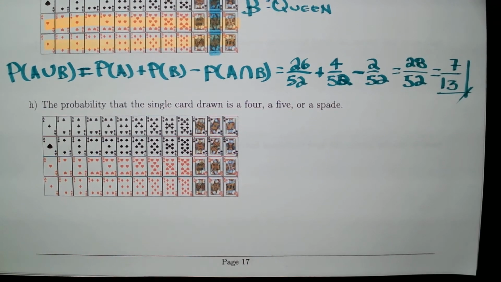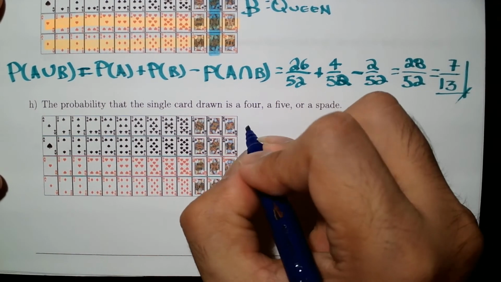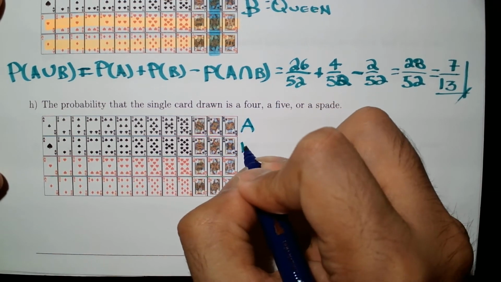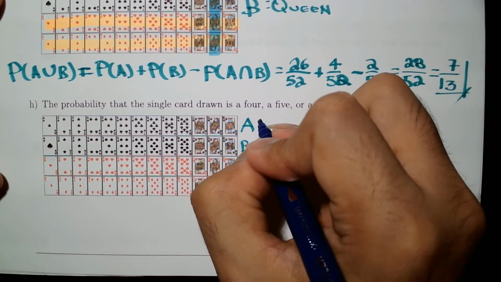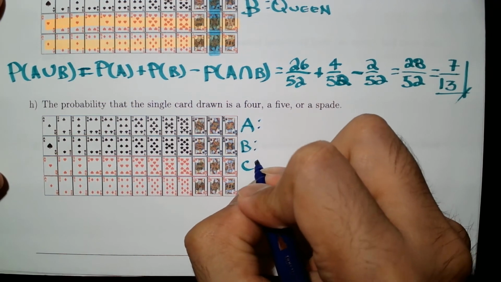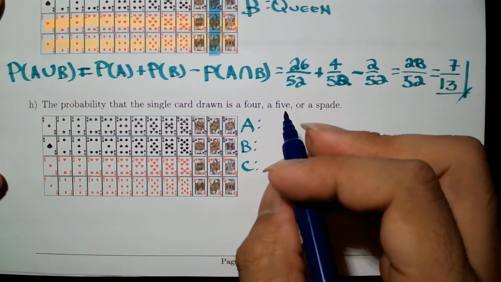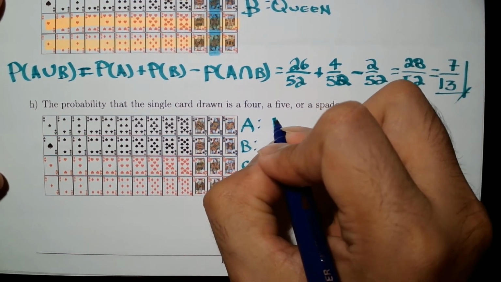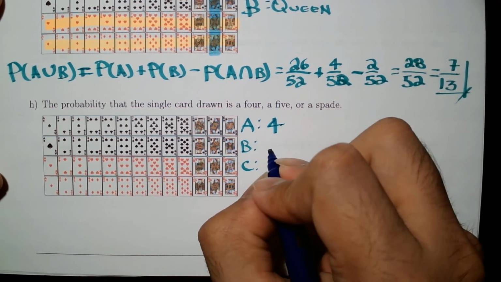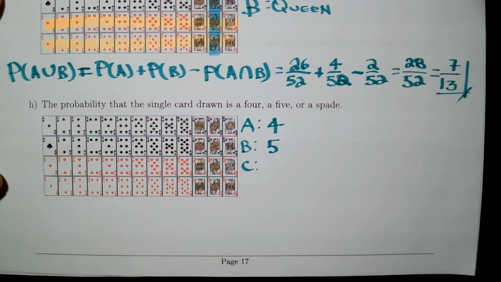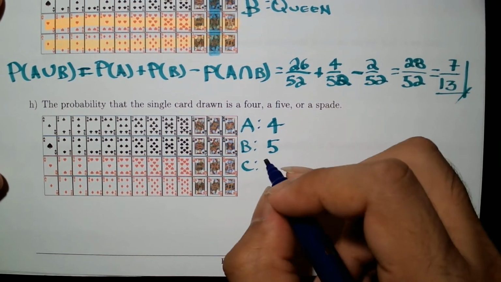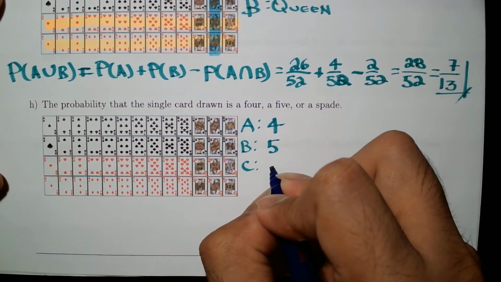The last of this example is going to be a very interesting one. So we're going to have event A, B, and C. Let's define them first. So event A is to draw a 4. Event B is to draw a 5. And event C is to draw a spade.